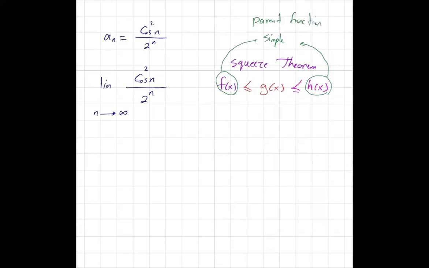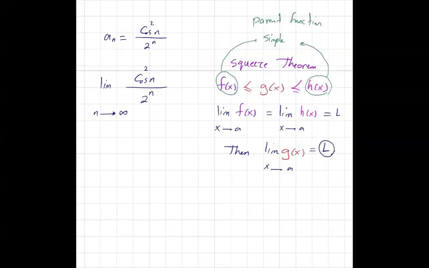Then the squeeze theorem says, as long as the limit of f of x is equal to the limit of h of x as x goes to a, and these two limits are equal to L, then for sure you can conclude that the limit of the middle function is also equal to L. The limit of g of x as x goes to a is equal to L as well. So this is the beauty of the squeeze theorem.